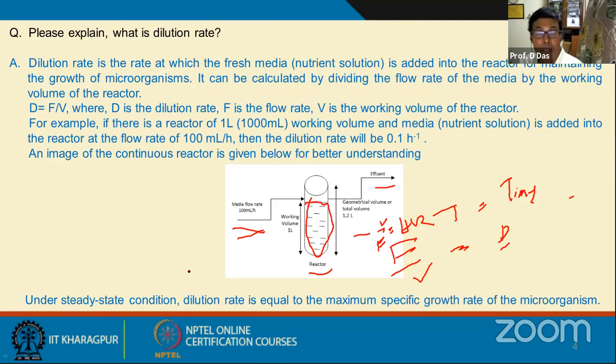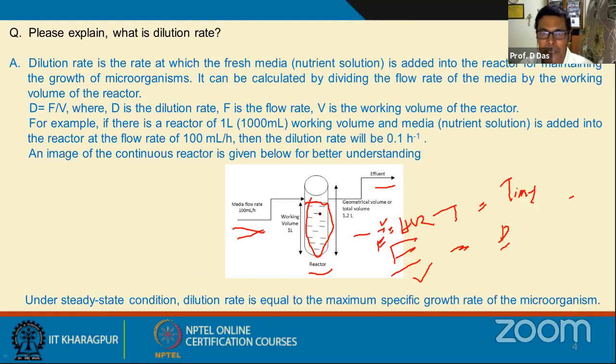And the beauty of the continuous process is that if you operate at a particular dilution rate for an infinite time, it is possible to attain the steady state condition, which is not possible in the case of a batch process. Now, what is steady state condition? Steady state condition means there is no alteration, no change in the concentration of the different components present in the reaction mixture.